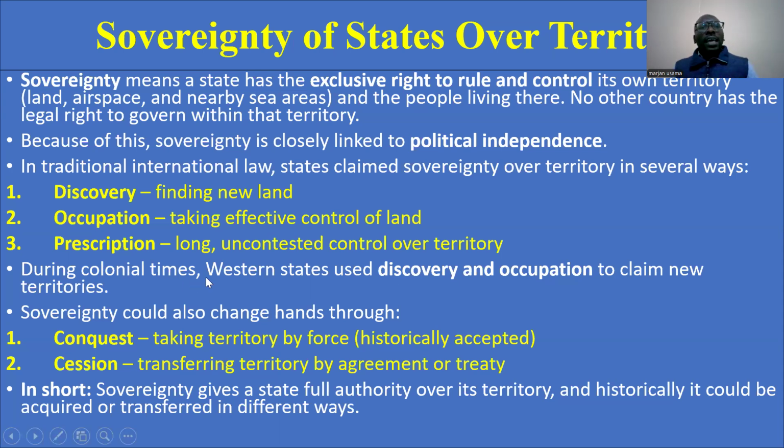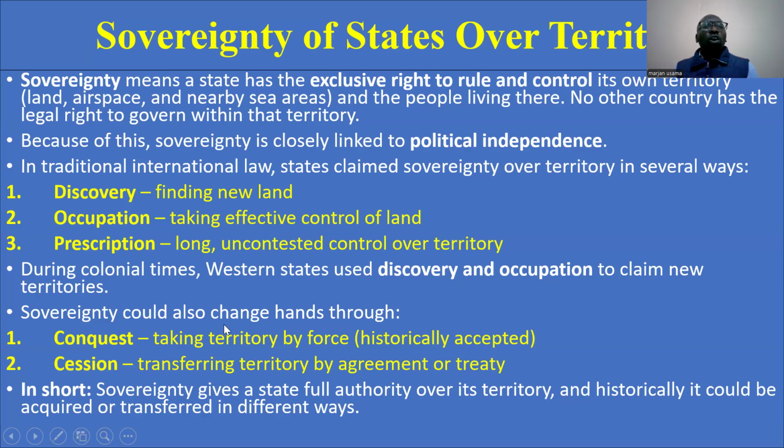So during colonial times, Western states used discovery and occupation. The Americans, the British, the Germans, the Italians, they were using discovery and occupation, using force. Sometimes they come and they occupy an area to claim new territories.